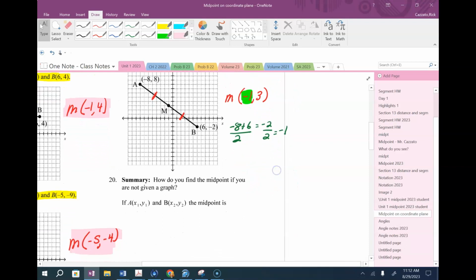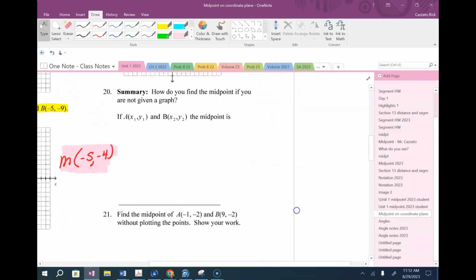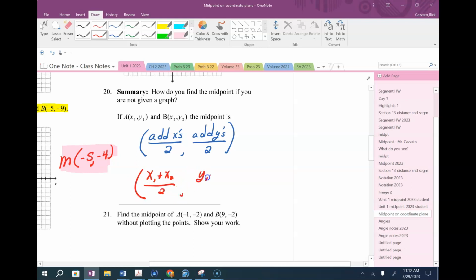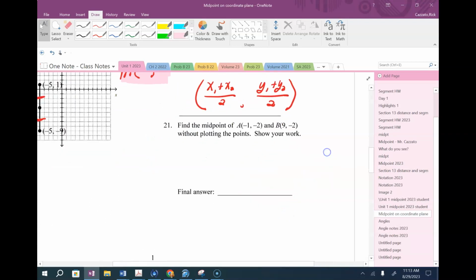So what we learned in class is, in order to find the midpoint, you add the x's and divide by 2. You add the y's and divide by 2. And that's how you find the midpoint. One of your classmates said the formula, x1 plus x2/2. That's just a fancy way of saying add the x's and divide by 2, comma, y1 plus y2/2. So to find the midpoint, you add the x's, divide by 2, you add the y's, and divide by 2. So let's turn the page.